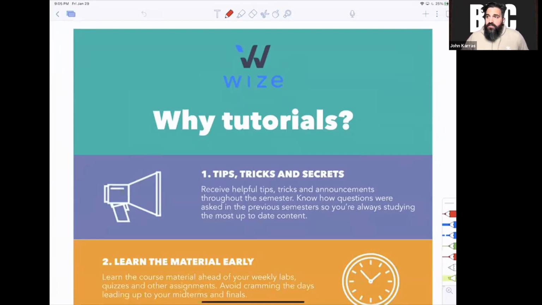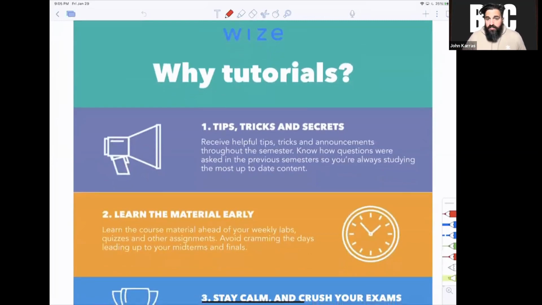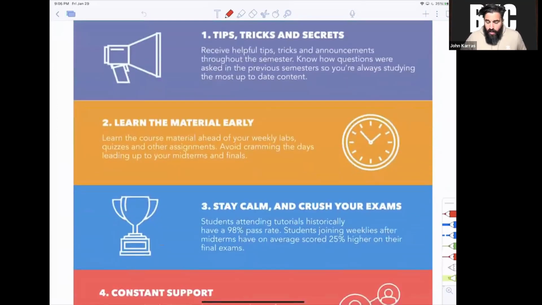The main benefits, of course, are tips, tricks, and secrets from me: how to approach questions. I'll tell you guys if I read a question, how I would tackle it, and how to spot little things that they might be trying to hide in questions. Of course, learning the material early is probably the main benefit, and doing well in your exams.